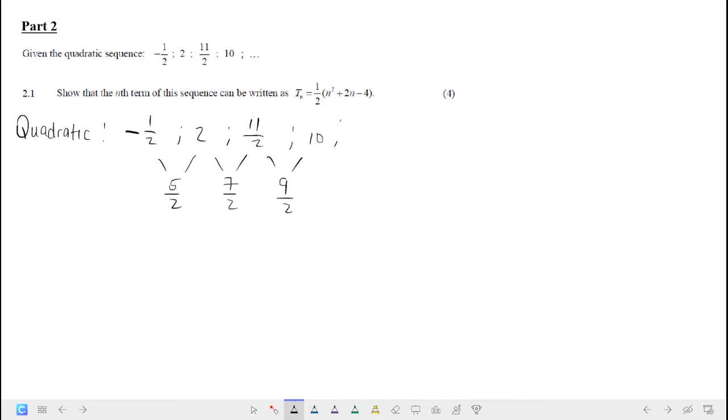What else do we know about the quadratic? We know that it has second differences. So let's go ahead and do that. I'm going to take 7 over 2 and subtract 5 over 2. That's going to be 1. And then 9 over 2 minus 7 over 2, that's also going to be 1.